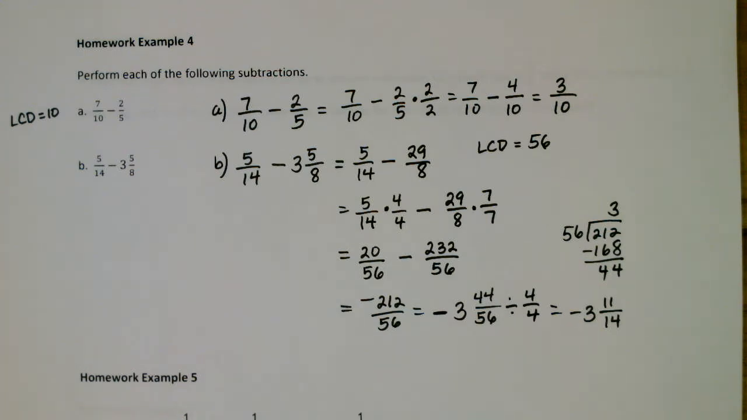Or did I do something wrong here? Let me do my correction here. Let's see. 212 divided by 56. Okay, that's going to be 3. So 3 times 56, that's 168 minus 212. It is 44 over 56.